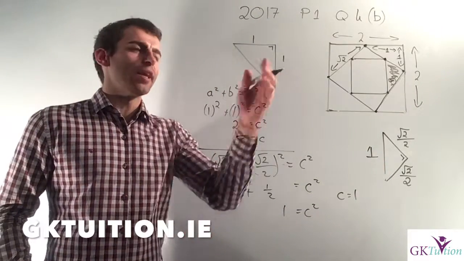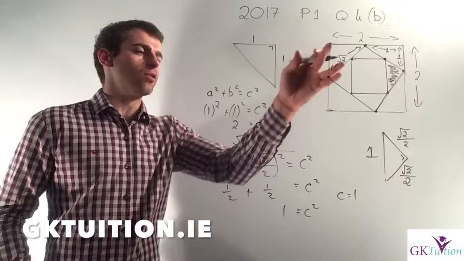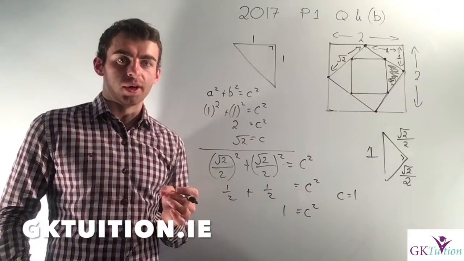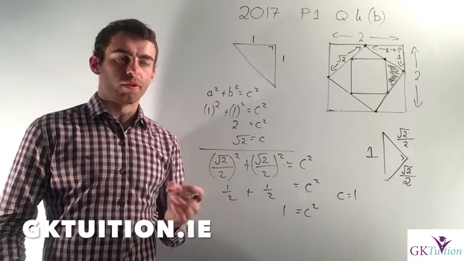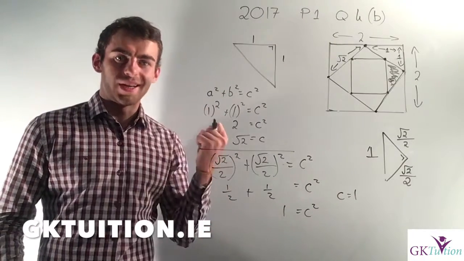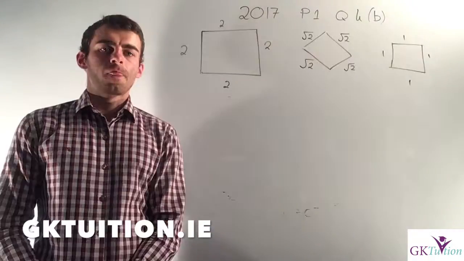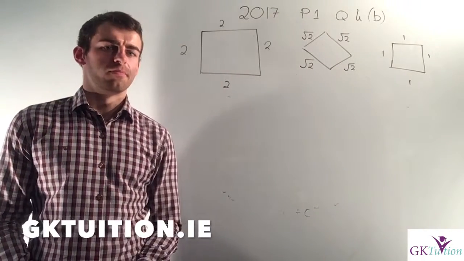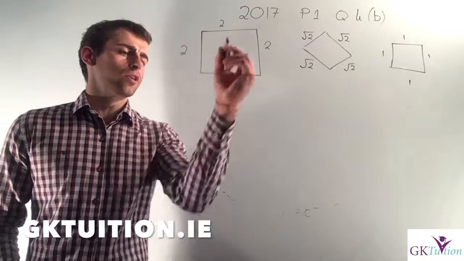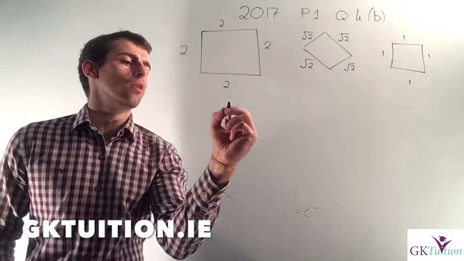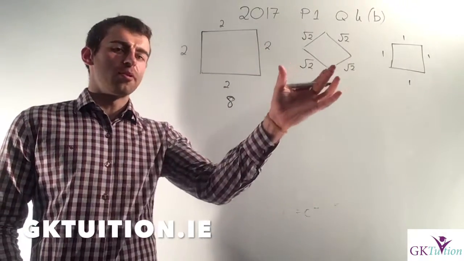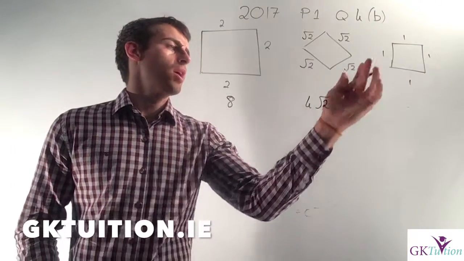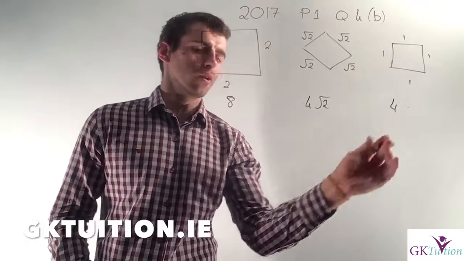So now I know the length of each side of the 3 squares. This is going to allow me to work out the perimeter of each one and then work out the sum of the perimeters if this process was to go on indefinitely. Okay, so you'll notice that I've split our diagram into 3. I know that the perimeter of the first square is just 2 by 4, which is 8. The perimeter of the second square is root 2 by 4, which is 4 root 2. And the perimeter of the third square is just 4.